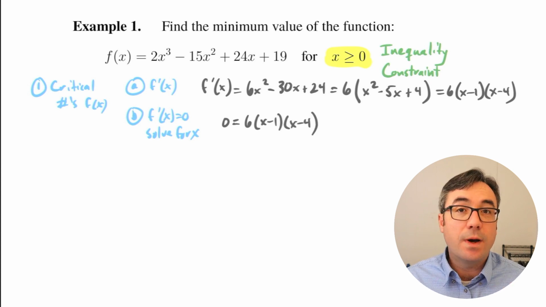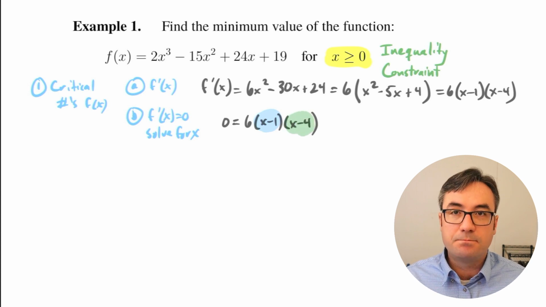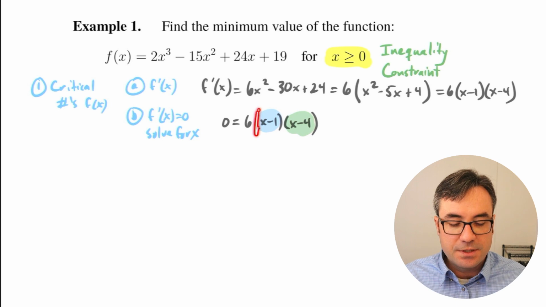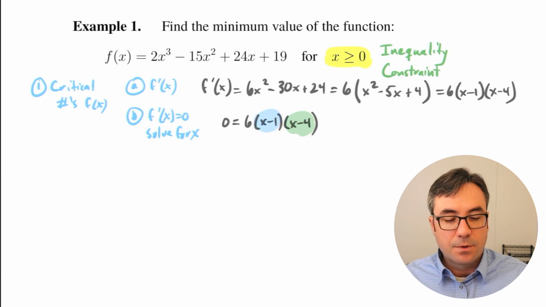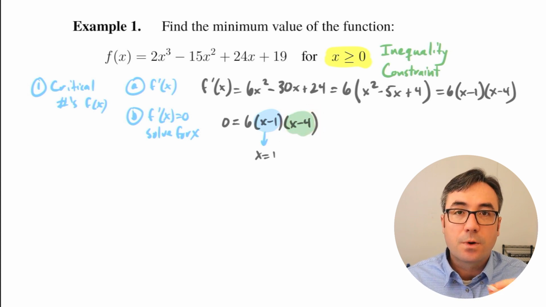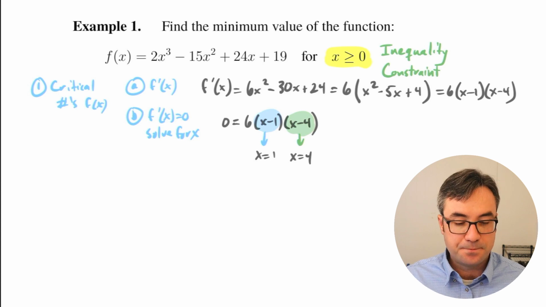And then we want to continue solving for x. We're only going to get a solution for x from the factors that actually have an x in them. So this 6 is not going to give us a solution. We're only going to get a solution from here and from here. If we set this factor equal to 0, we get x equal to 1. And if we set this factor equal to 0, we get x equal to 4. All right, so we get two critical numbers here.